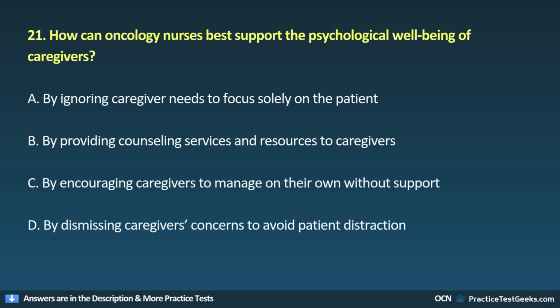21. How can oncology nurses best support the psychological well-being of caregivers? A. By ignoring caregiver needs to focus solely on the patient. B. By providing counseling services and resources to caregivers. C. By encouraging caregivers to manage on their own without support. D. By dismissing caregivers' concerns to avoid patient distraction.